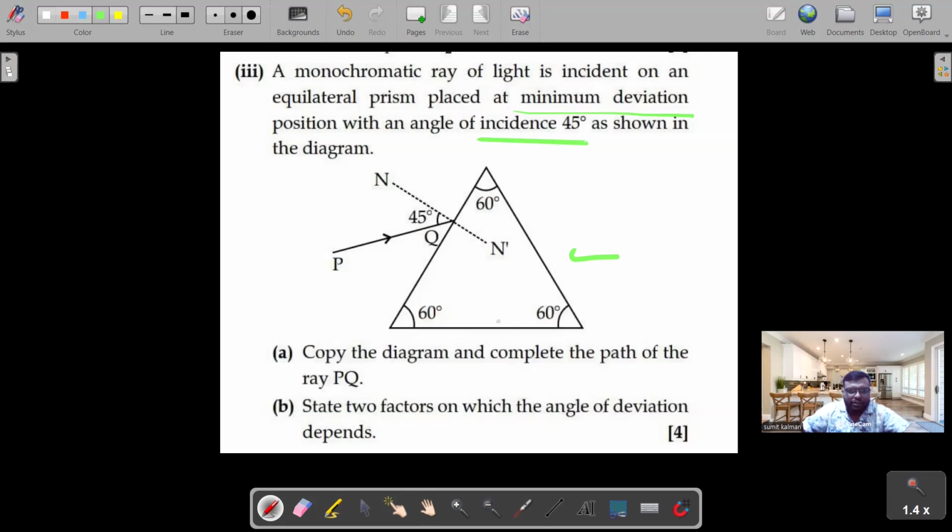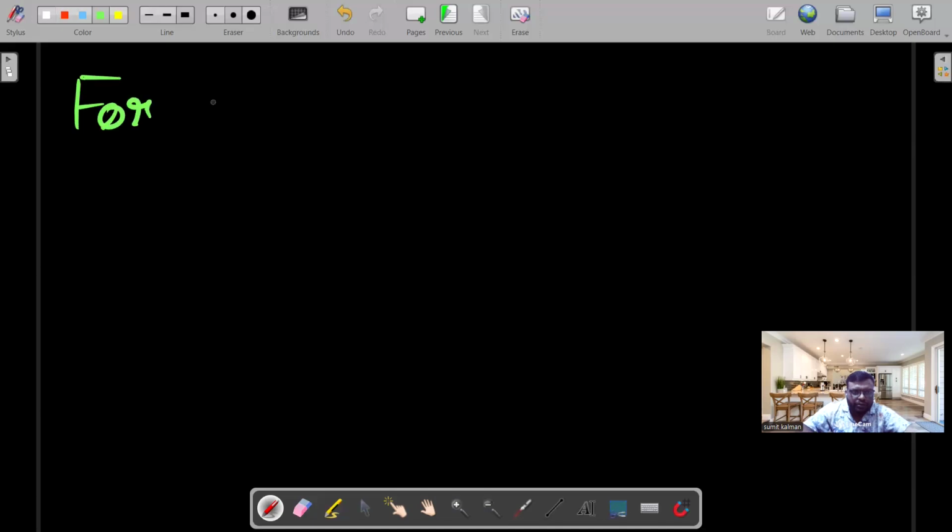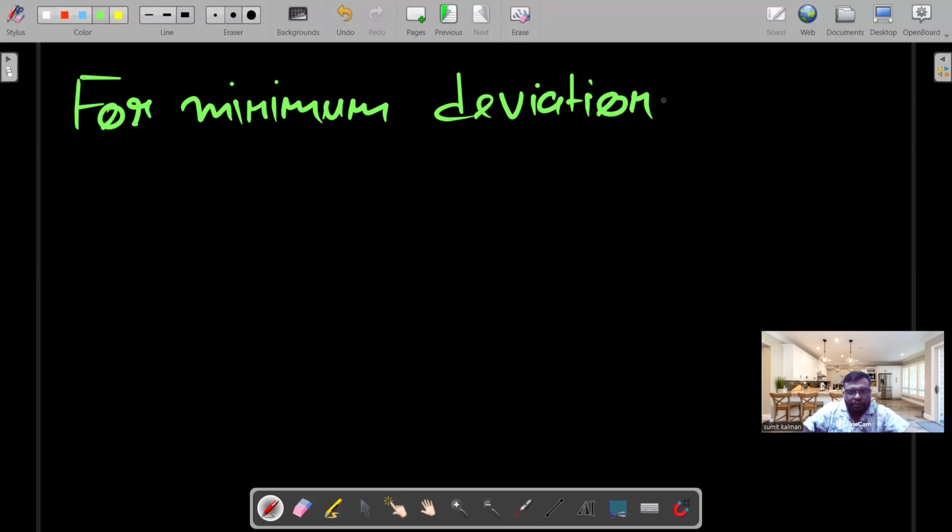So now for minimum deviation, we know that angle of incidence I1 is equal to angle of emergence I2 and angle of refraction R1 is equal to angle of incidence R2.